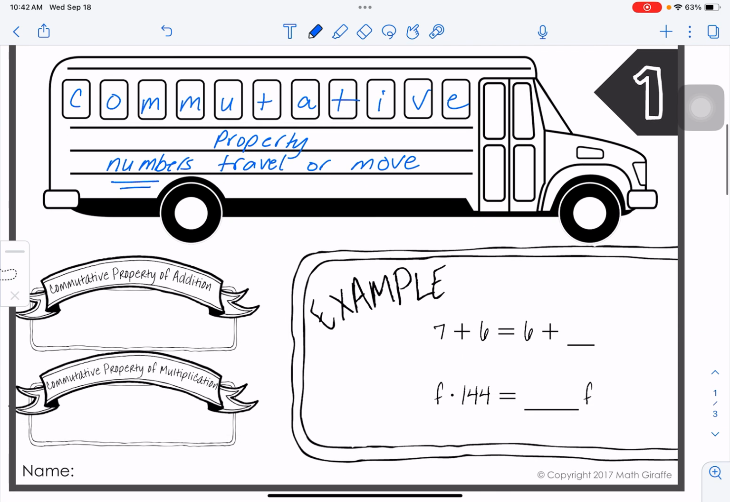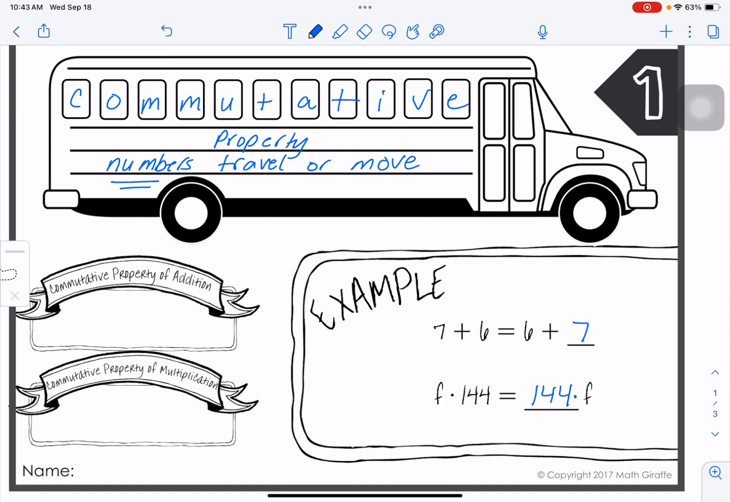So if we go down and look at the examples, what the commutative property does is it tells us that if we have 7 plus 6, that really can be the same as 6 plus 7. Equivalent, can be rewritten as. Now, if multiplication, the same is true. If I took the number 2 times 144, I would get the same answer as if I just flipped the numbers around and did 144 times 2. I'm going to get exactly the same answer, even if I rewrite it with the numbers traveling or moving.